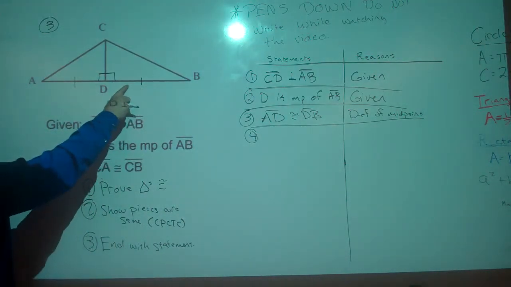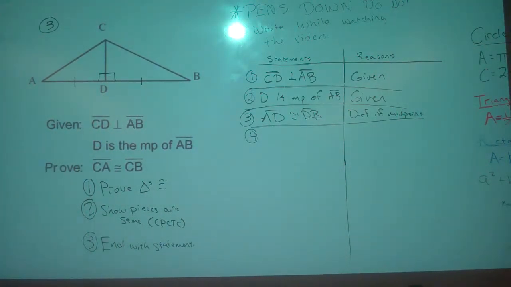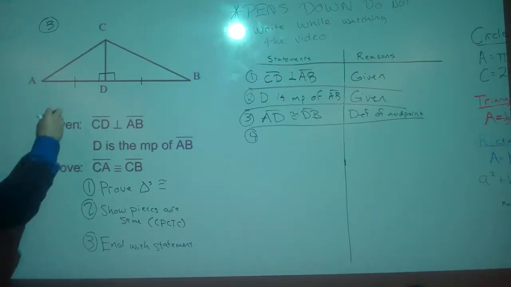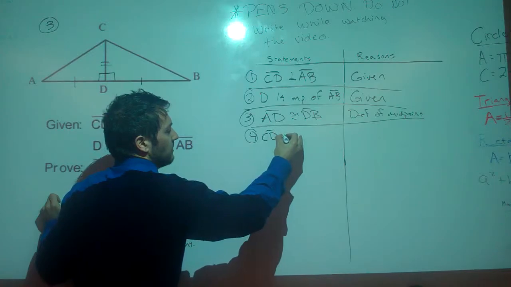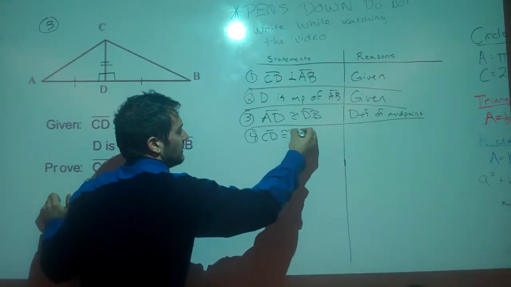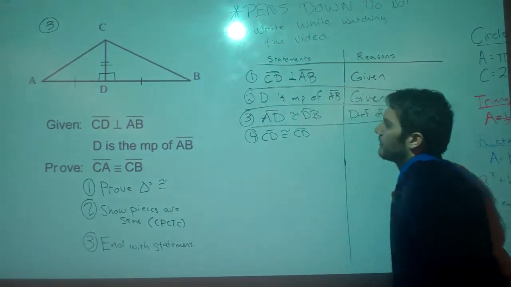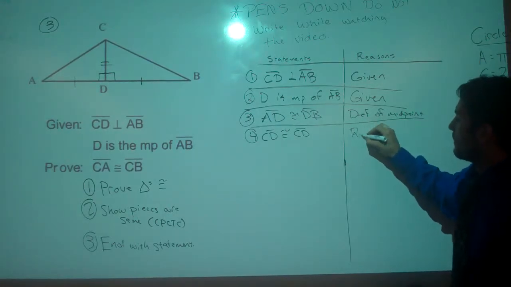So far, I have a side and an angle. I am one step away from proving these triangles are congruent. These are sharing a side here, CD. I can add that as a reflexive side, that CD is the same as CD. It is in both triangles and it is the same size in both. This is the reflexive property.